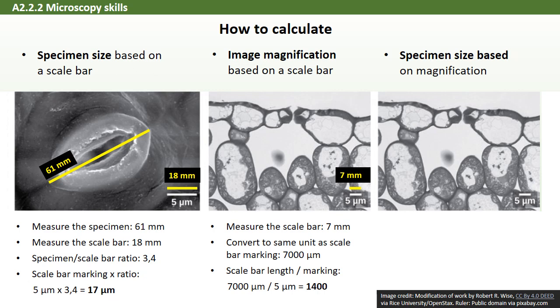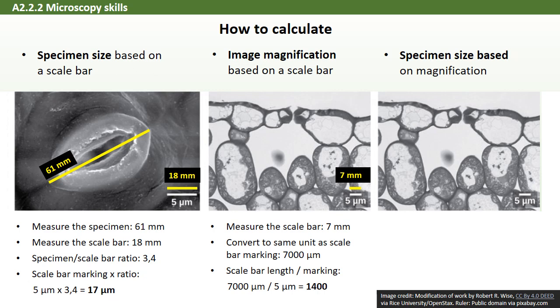Finally, you divide the scale bar length that you measured by the marking. So 7,000 micrometers divided by 5 micrometers, that's 1,400. That is the magnification of this paper, of this micrograph.